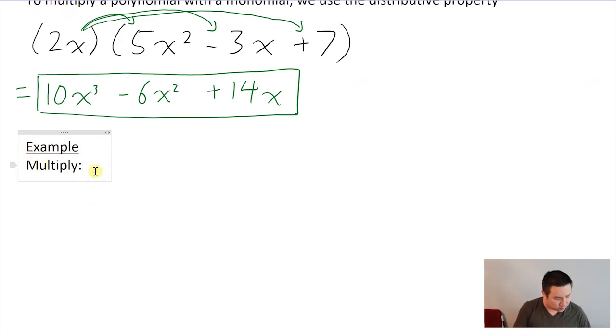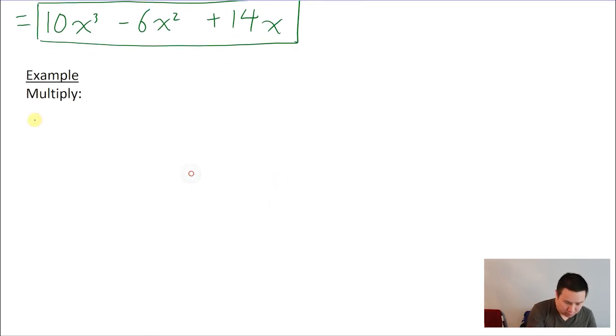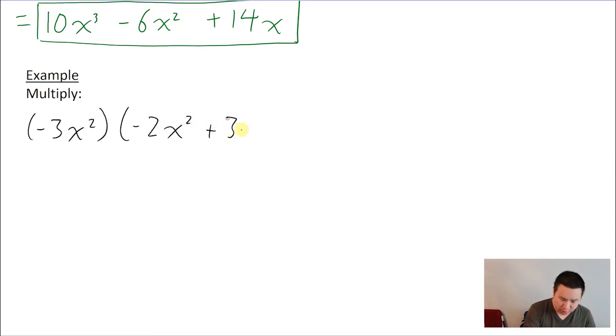All right, let's multiply the following. Let's take negative 3x squared. We'll multiply that by negative 2x squared plus 3x minus 1. There you go. A lot more negatives to work with here, but the rules are the exact same. You multiply each term in the polynomial by the monomial, and then you take coefficients with coefficients, variables with variables. So here we go.